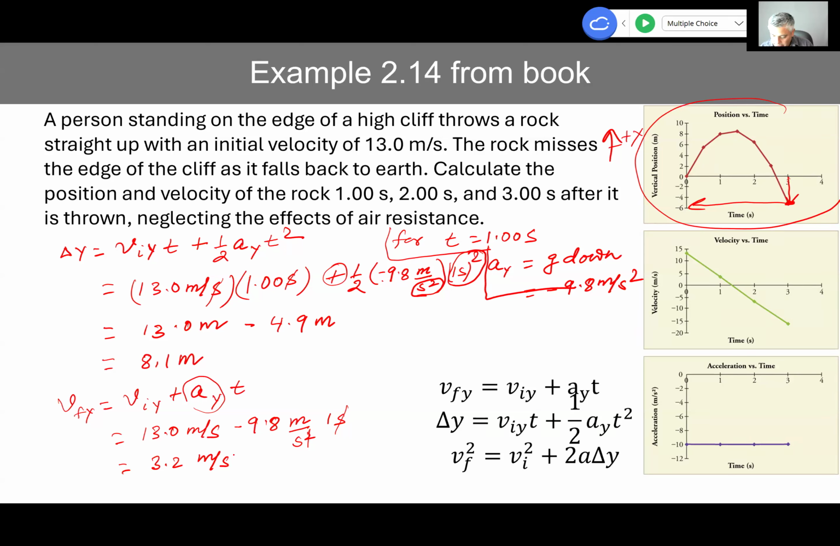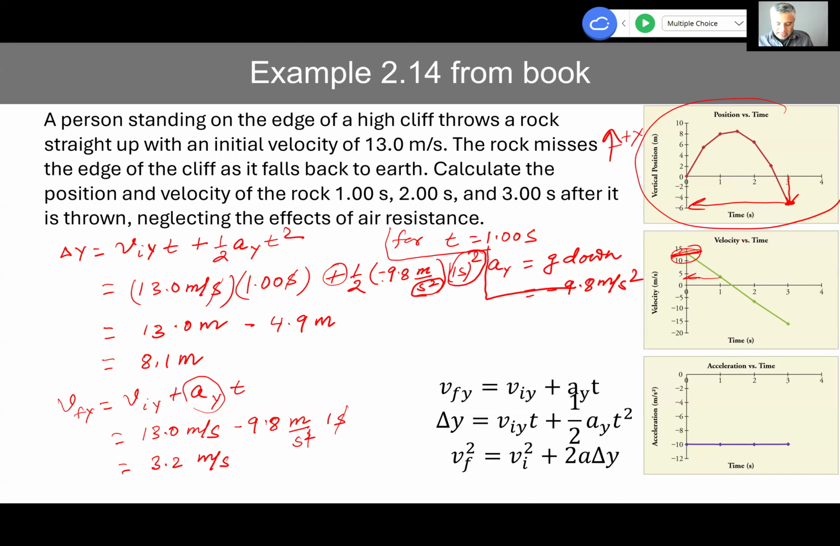Did I do that right? Something not matching there. What happened? Oh, 1 second, it's right there. So yeah, that makes sense. I was looking at 0 seconds, which is 13. That makes sense here, okay?